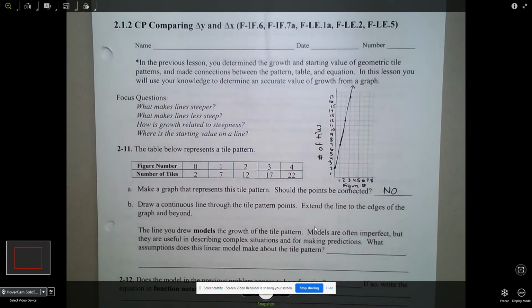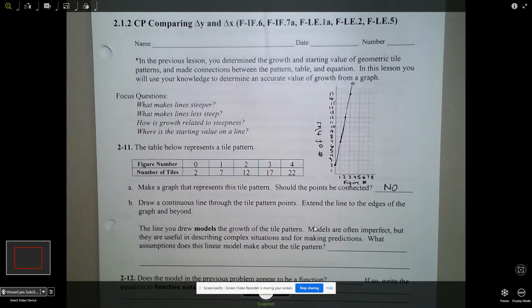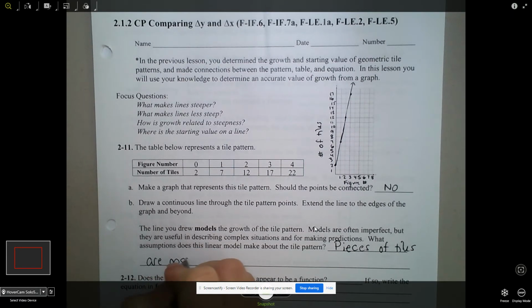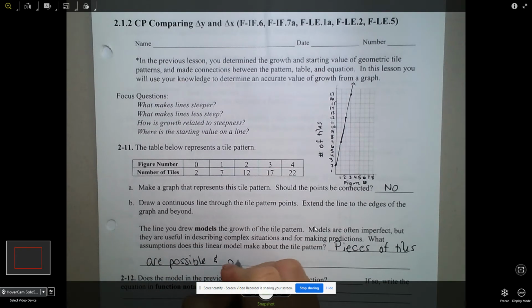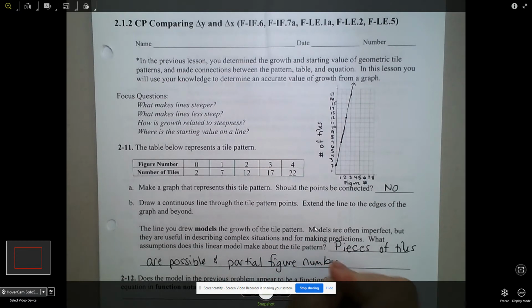The line you drew models the growth of the tile pattern, and models are often imperfect, but they're useful in describing complex situations and for making predictions. What assumptions does this linear model make? It assumes that you could do pieces of tiles or partial figure numbers. When we connect the dots, it sort of pretends that we have pieces of tiles, that they are possible, and that partial figure numbers are possible.